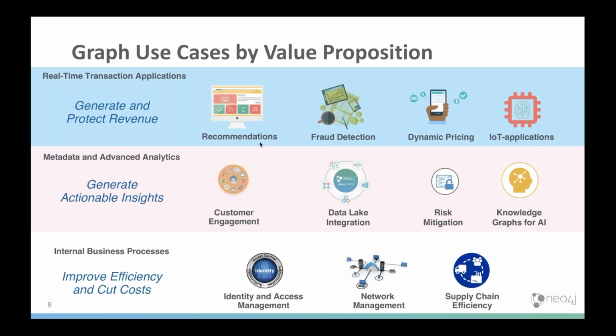And finally, for business processes, some of these are also real-time, some maybe not. So identity and access management is a big one, where you need to very quickly, when somebody logs on, be able to work out what resources they're allowed to access. Network management is clearly a graph type of problem, so people are using it. Some of the biggest telcos and telco equipment manufacturers are using Neo4j for service assurance, for capacity planning, for inventory management and things like that.